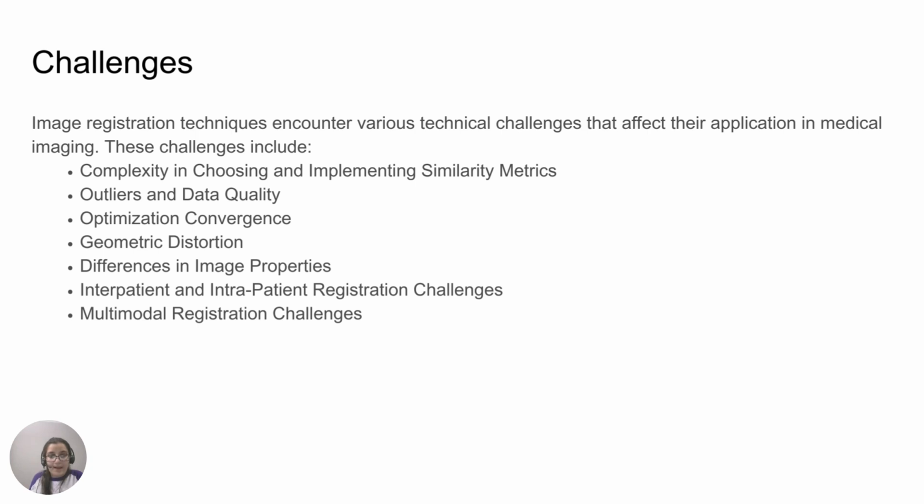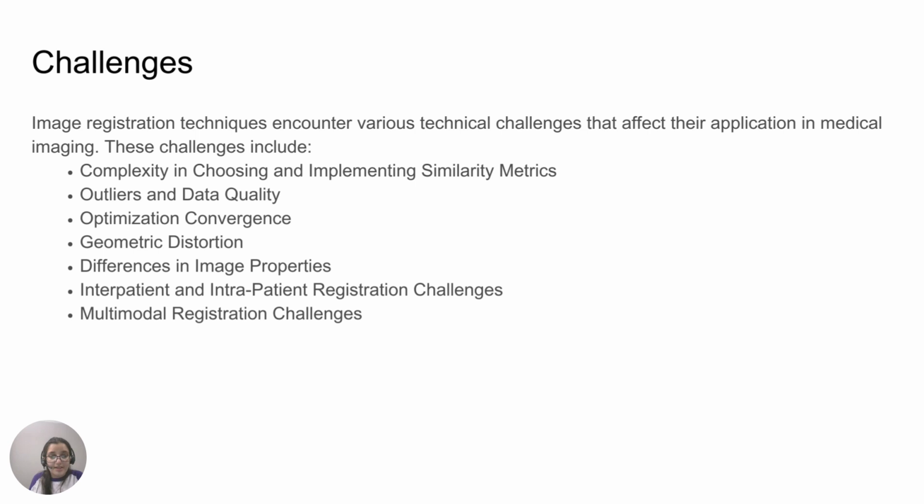Now, after these methods, there are a few challenges, like complexity in choosing and implementing the similarity metric. Selecting the similarity metric is very crucial in the registration process. However, accurately estimating these measures, especially in the presence of noise and spatial variation, poses significant challenges. Then there are outliers and data quality. Addressing outliers and rejecting erroneous data points is another ongoing challenge in medical image registration.